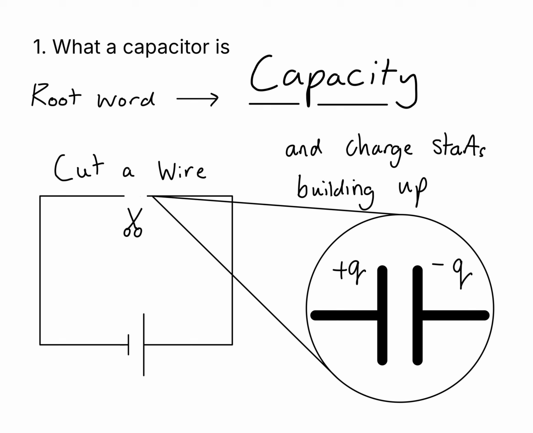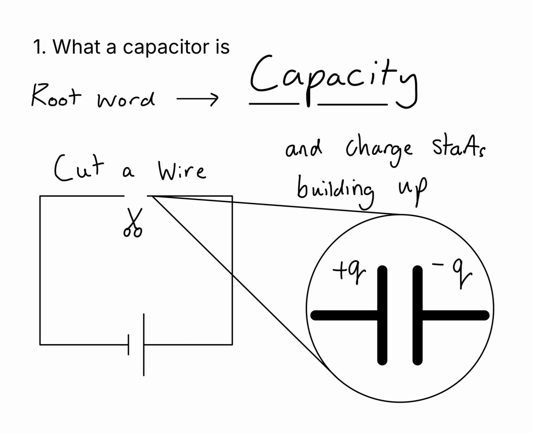Start with the word capacitance. The root is capacity. How much can it hold? Here's the picture. Take an ordinary circuit loop with a cell and cut the wire, leaving two plates facing each other across a gap. Now the electrons can't complete the loop, so they pile up on one plate.